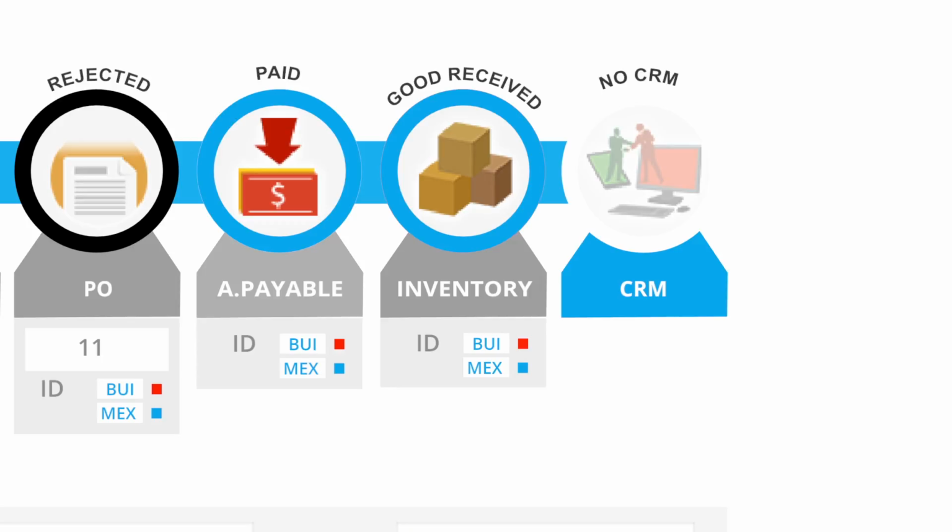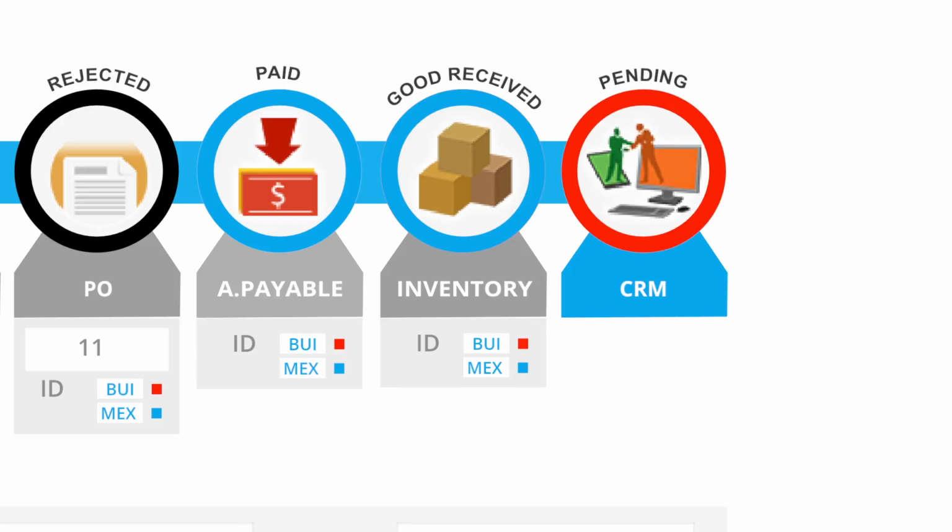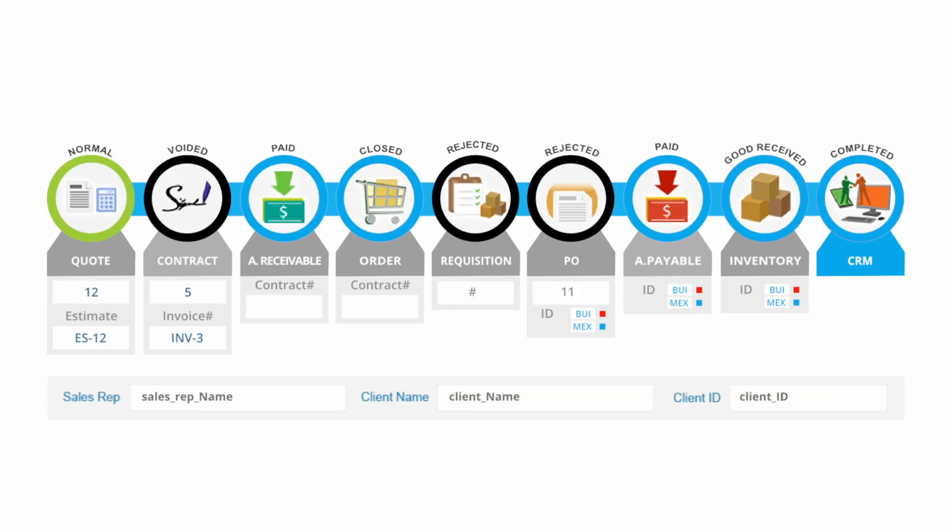CRM. CRM will display red and pending status when no assessment has been applied to the customer for the specific contract. Blue and completed status when at least one assessment has been applied. As you can see, the process bar is a very useful feature. Remember that you can navigate it just by clicking on the desired process. You can as well simply display any customer process by clicking on the contract number or client name assigned to the quote or contract.